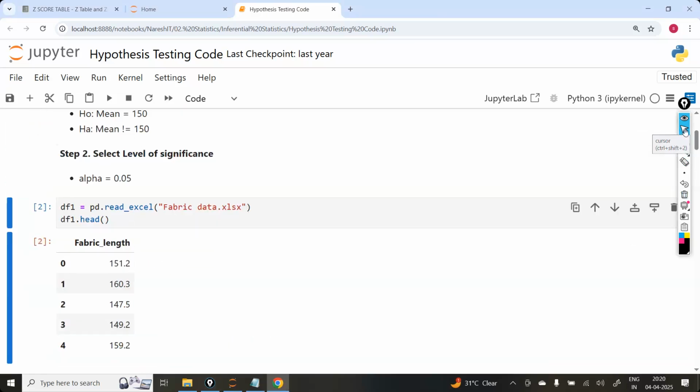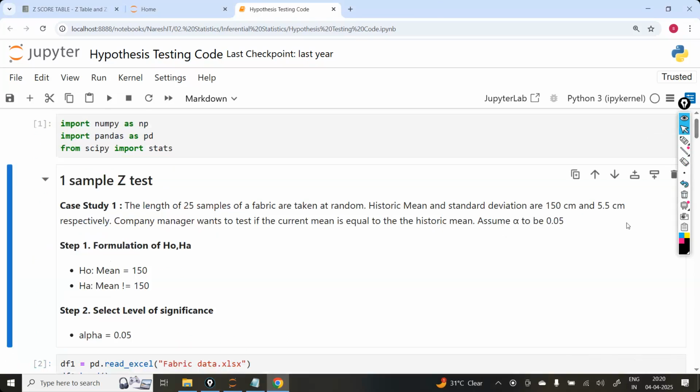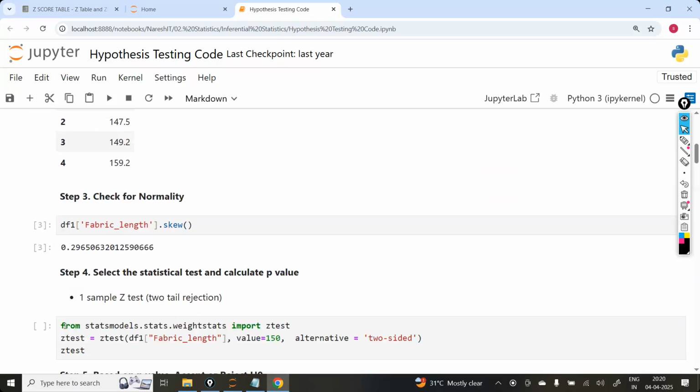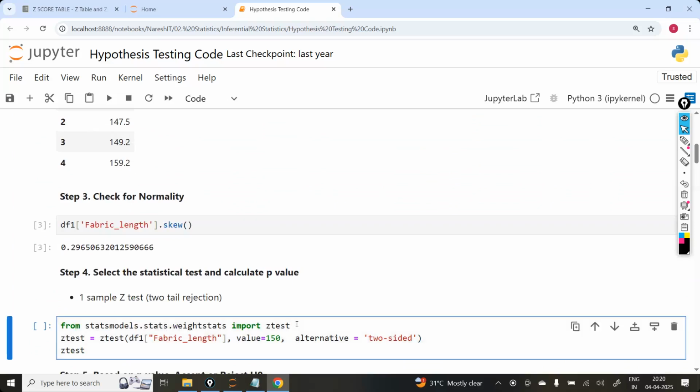After the diagram, what is the next step? Select the test. What is the test here? Z test, because the population standard deviation 5.5 was given to you. So which test do you have to select? Z test. That one only you are selecting. See, one sample Z test with two-tail rejection. Now from statsmodels.stats.weightstats, you are going to import the Z test. The Z test function is available in this module.